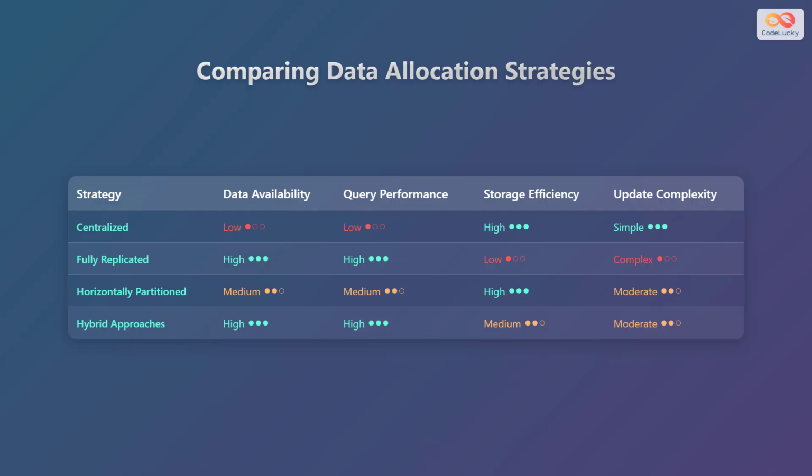Here is a comparison of the different data allocation strategies. A centralized strategy has low data availability and query performance, high storage efficiency, and simple update complexity. The fully replicated strategy has high data availability and query performance, low storage efficiency, and complex update complexity. The horizontally partitioned strategy has medium data availability and query performance, high storage efficiency, and moderate update complexity. Finally, hybrid approaches have high data availability and query performance, medium storage efficiency, and moderate update complexity.